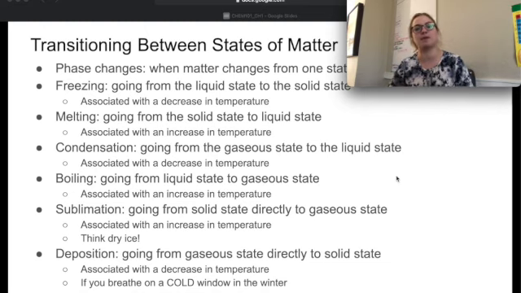So these are the phase changes. They're transitioning between states of matter. I think it's important for you guys to know what each of these means, as well as whether it's associated with an increase or decrease in temperature of the substance.